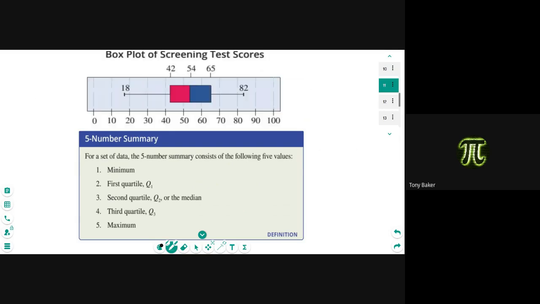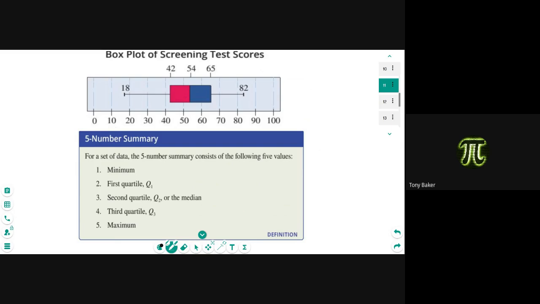All right. Our 5-number summary. So our 5-number summary is the minimum, the first quartile, the second quartile or the median, the third quartile, and the maximum. That's what's known as a 5-number summary. The graph of that, they call it a box plot. It's a box and whisker plot. Yeah, that's what I've always known it as, because you have your box in the middle and your whiskers going out to the sides. Box and whisker plot.